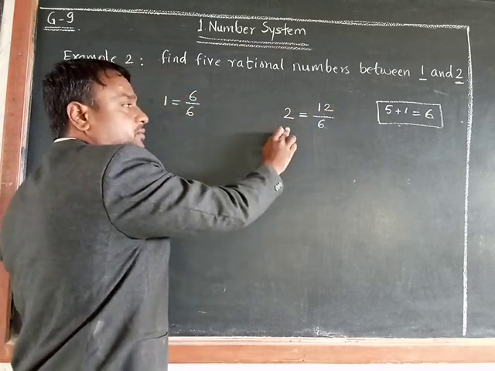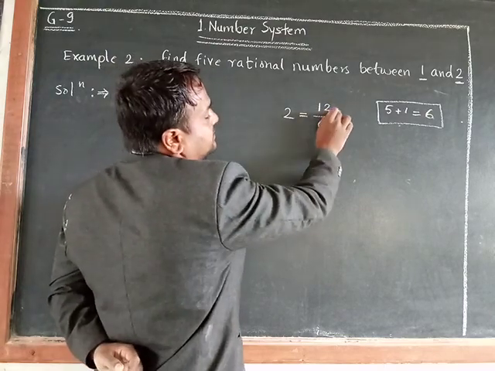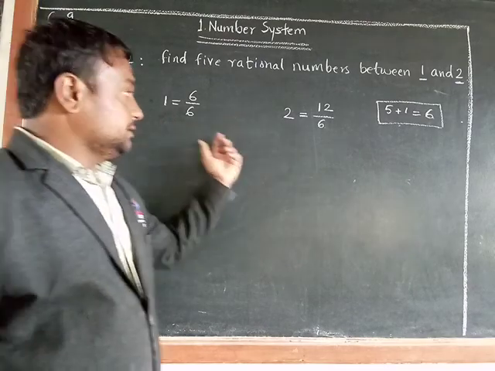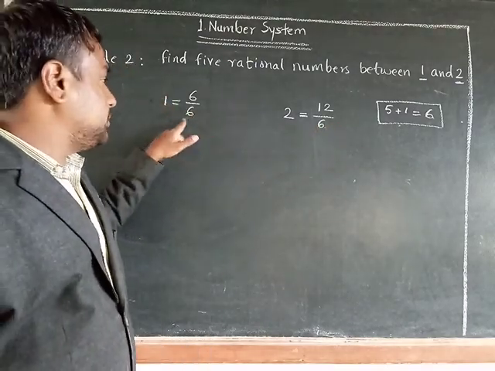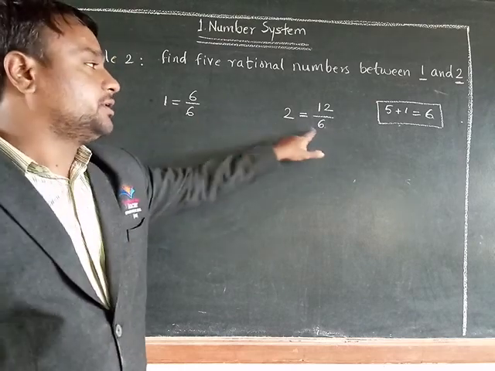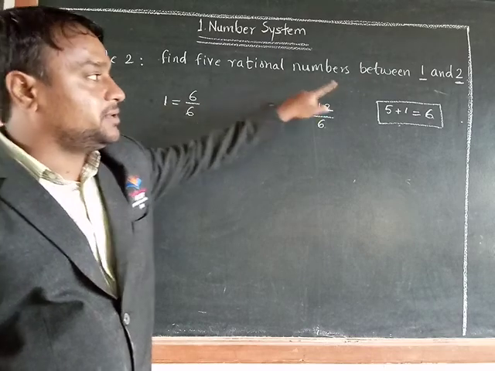So we can represent 2 in the form of p upon 2, like 6 ones are 1 and 6 twos are 12. Here one condition, notice that we have to take the denominator equal. We have to take what? Denominator equal. So we have to find out 5 rational numbers between 1 and 2.